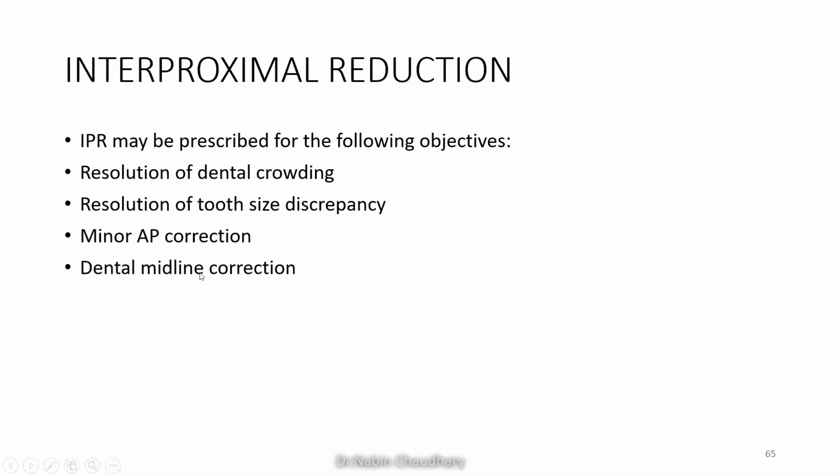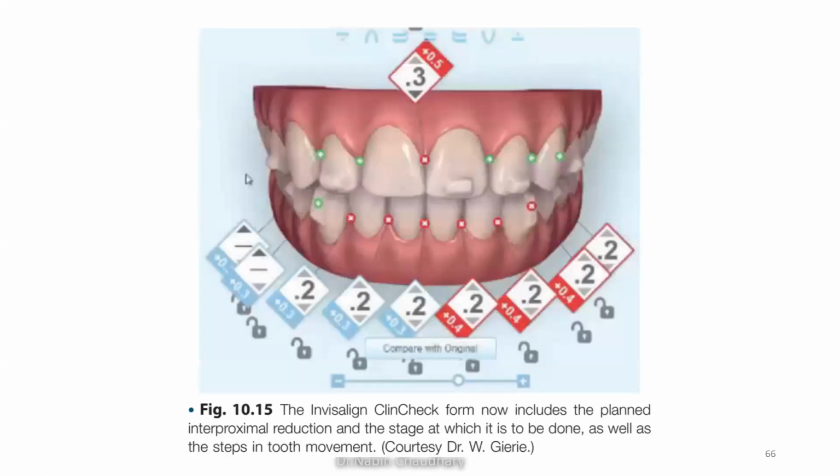And also asymmetric proximal stripping can be performed in order to achieve the ideal dental midline, with the upper and lower dental midlines coinciding. So the interproximal reduction can be performed, it can be staged at various stages of the treatment, and it can be planned in the CLINCHECK.